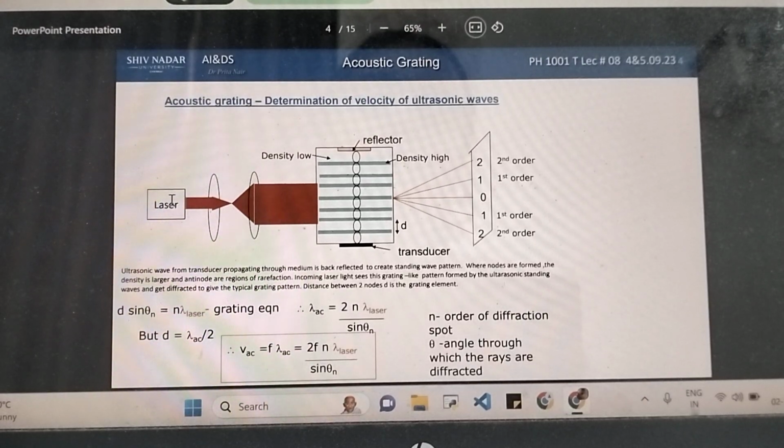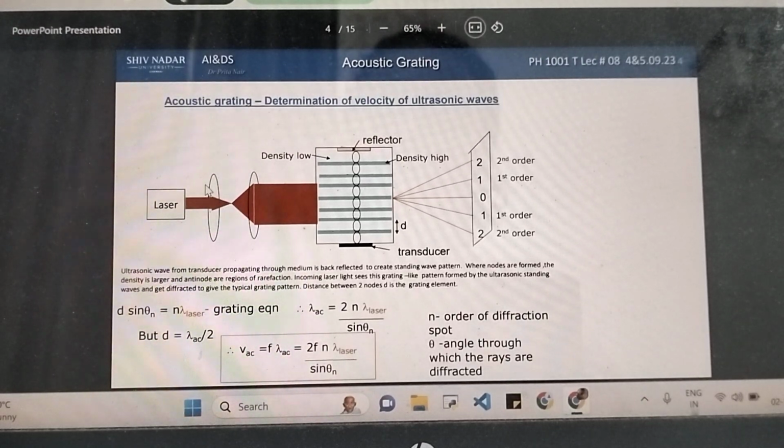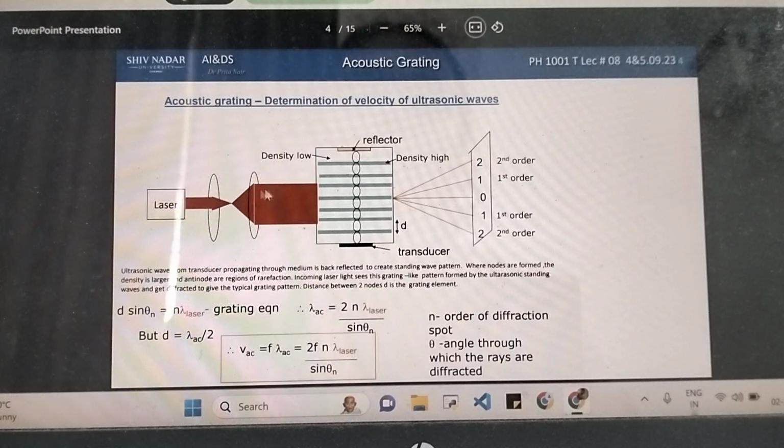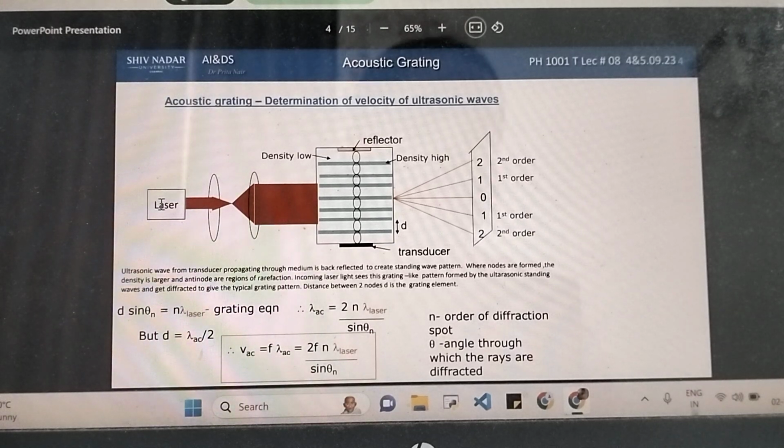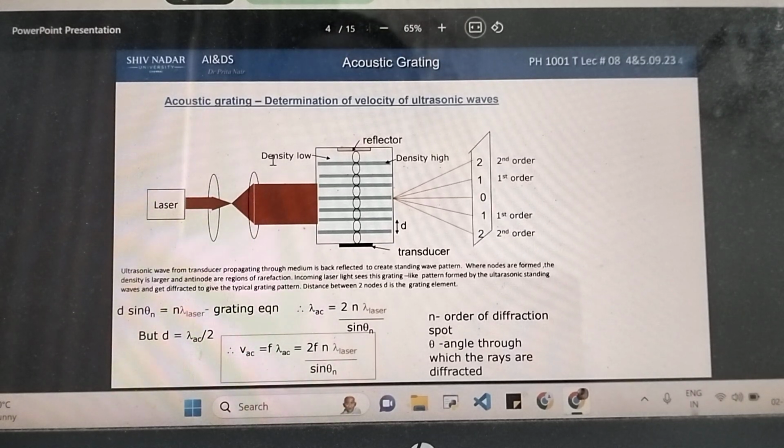Why do we do this? The laser beam is already parallel. Why do you want to converge it first and make it parallel again? Because you need a specific width, and the laser comes in its own width. You cannot directly make it a thicker beam or a thinner beam. So you use two convex lenses to converge and diverge and make it of the width you want.